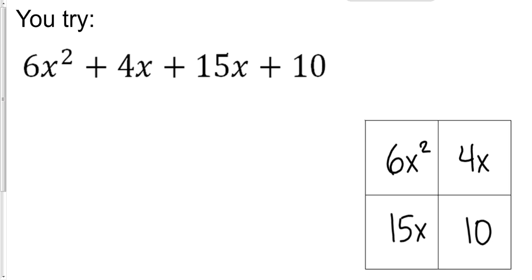Here's step one. Make sure that you put everything in the correct place. The 6x squared has to go in the top left. The 10 has to go in the bottom right. The 15x and the 4, these two could be switched. So if you had the 15 in the top right and the 4 in the bottom left, that's okay. Your answer will be reversed from what mine is, but that's all right.